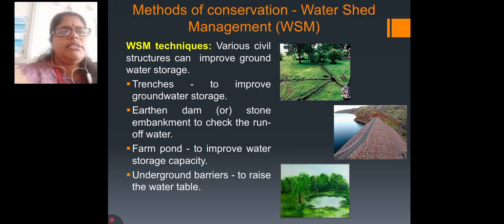Various civil structures can improve groundwater storage: trenches to improve the groundwater storage, earthen dams or stone embankments to check the runoff water, farm ponds to improve the water storage capacity, and underground barriers to raise the water table. So these are the different techniques or methods in watershed management.